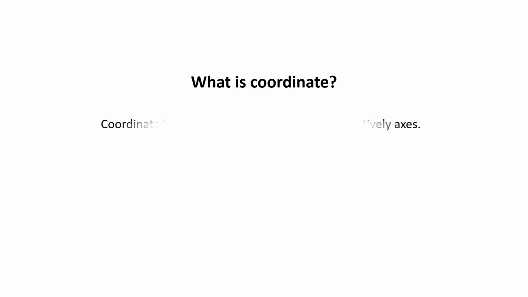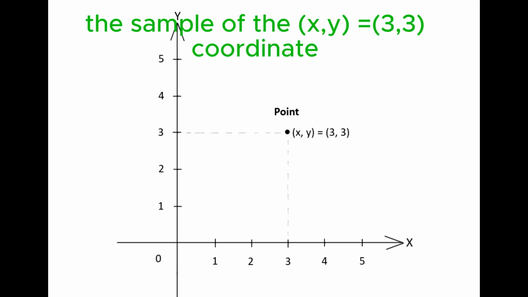What is a coordinate? A coordinate is the intersecting point on the respective axes. This graph shows a sample of the xy equals 3 coordinate.